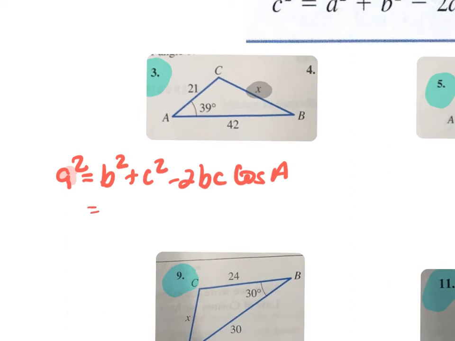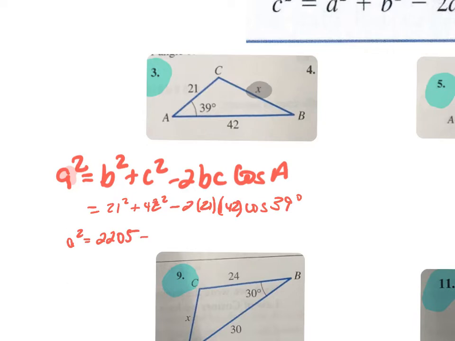Now we just fill all of that lovely information in. B is the side that's across from angle B, so it's 21 squared plus c squared would be 42 squared, minus 2 times 21 times 42 times the cosine of A, which is 39 degrees. So a squared equals, and I've been telling you guys to do it in pieces so you don't become overwhelmed with your calculator, 21 squared plus 42 squared gives me 2205, minus that second piece, 2 times 21 times 42 times the cosine of 39.